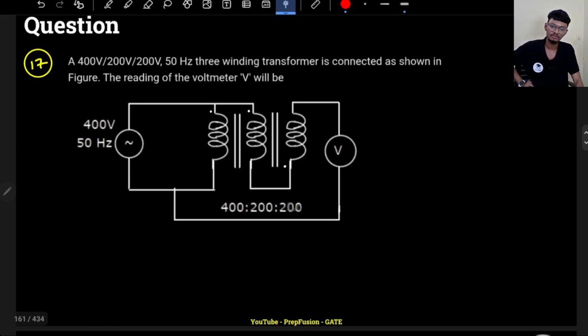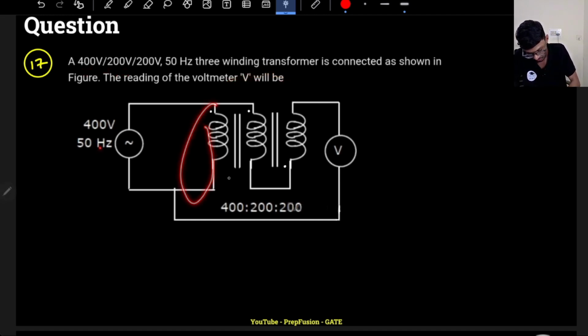Okay, now let's solve this question. This question is again very interesting. We have this 400, 200 volt, 200 volt, 50 hertz, 3 winding transformer. So here this is 400 volt, so this has 400 turns. This particular coil has 200 turns, this coil has 200 turns. So if I apply 400 volts across these coils, then I will receive 200 volts here and 200 volts here.